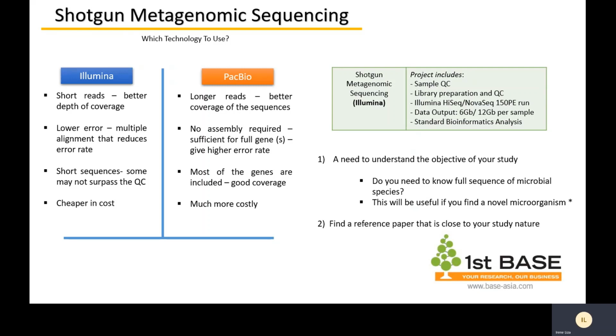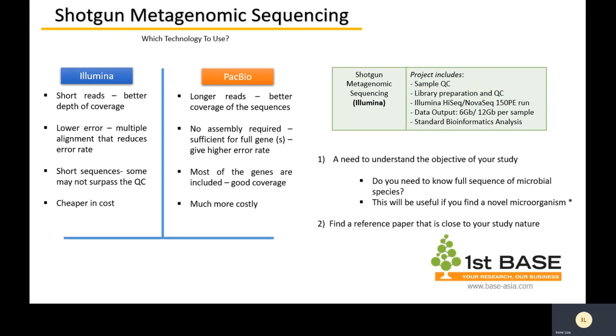On my right, you see here what First Base offers. When we offer metagenomic sequencing using the shotgun method, we are using Illumina HiSeq or NovaSeq, approximately 150 paired-end run, and we have two options for data output, which are 6 gig and 12 gig per sample. So when you want to choose, you definitely need to know the objective of your study.